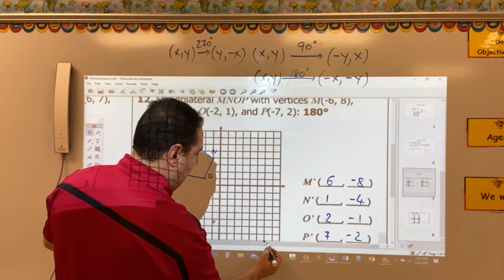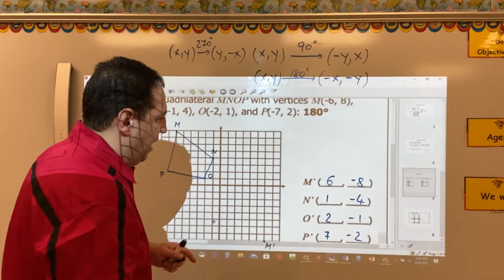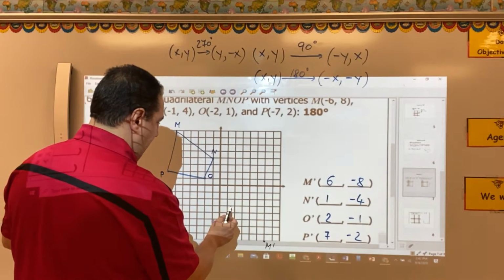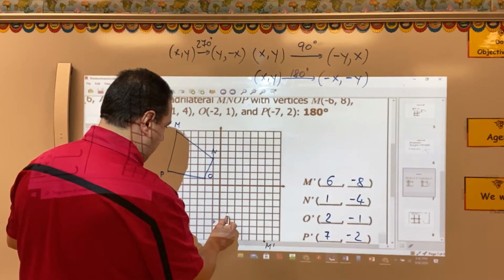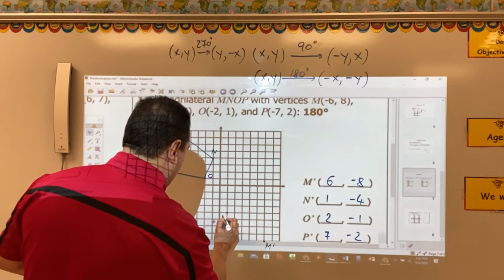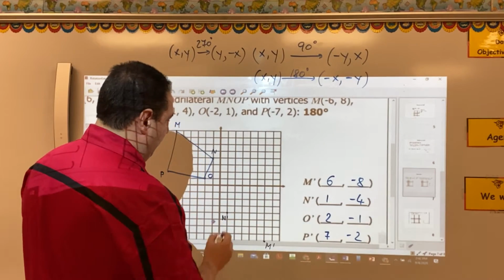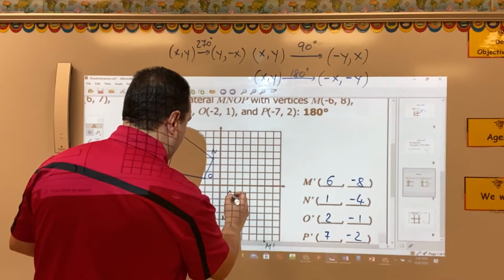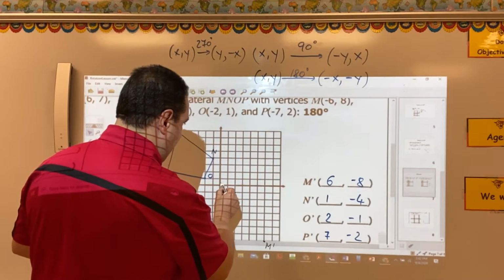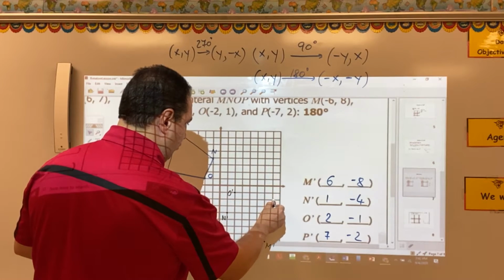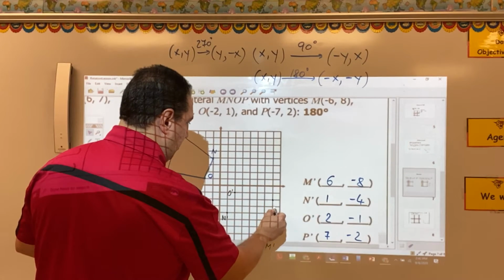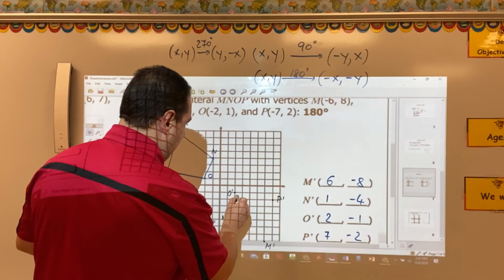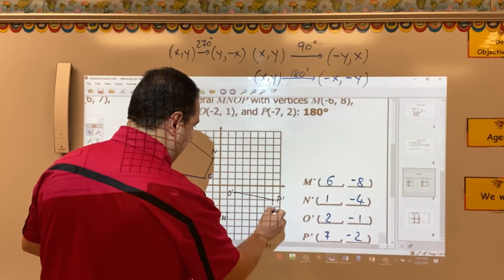Somewhere here. M prime. 1 and negative 4. 1, 2, 3. 2 and negative 1. All right. And 7 and negative 2. P prime. And then you simply connect.